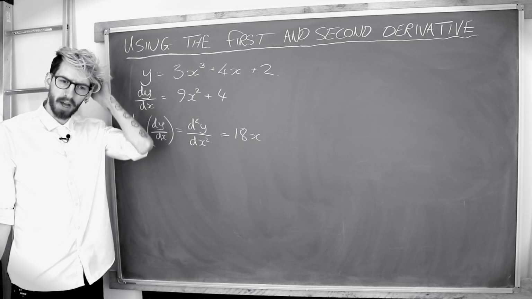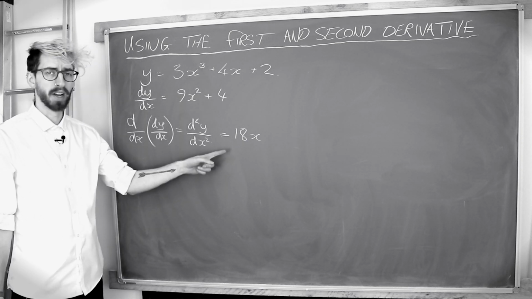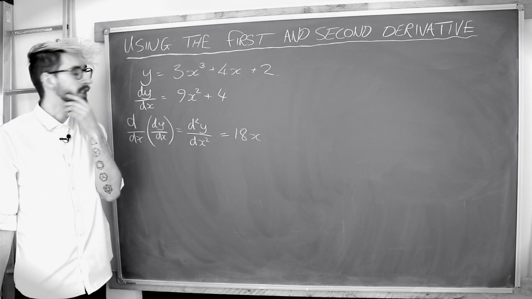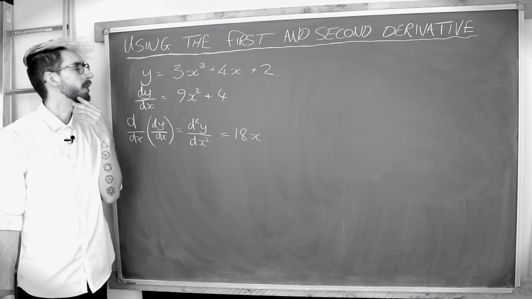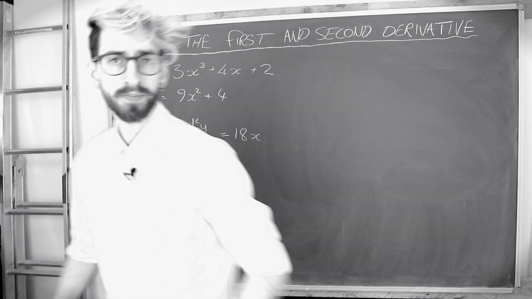Nice, but what's the point of that? Well, if that's your curve, this is the gradient, and this is the gradient of the gradient. This is showing how the gradient changes. There are a few interesting things that we can do with that. So let's tidy this up and look at what we can do.